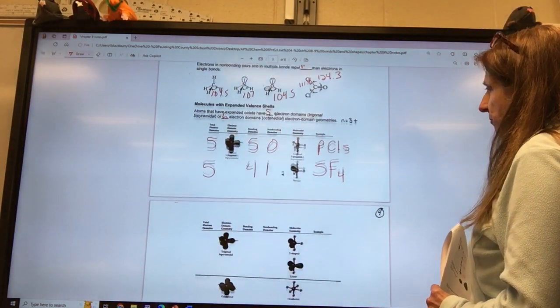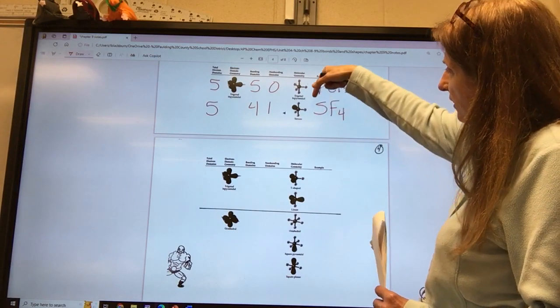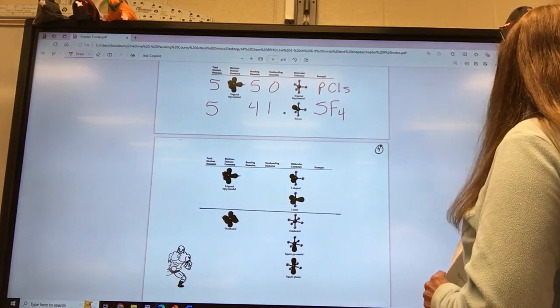Seems like we're going nice and fast here. Are we still good? Do you see how that kind of looks like a seesaw? It could totter.